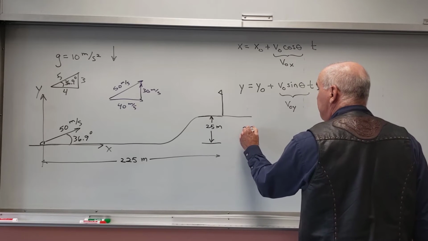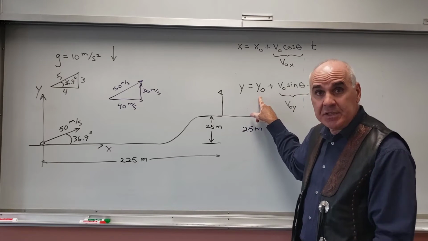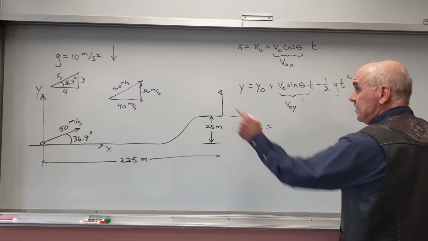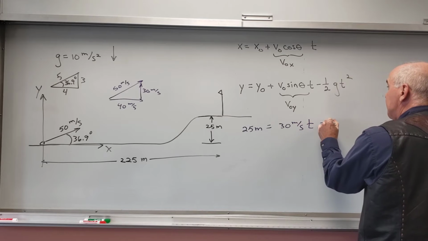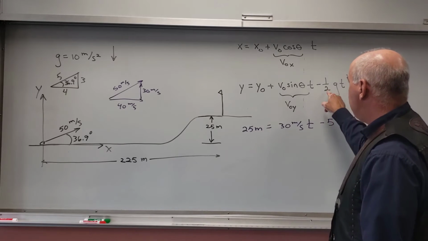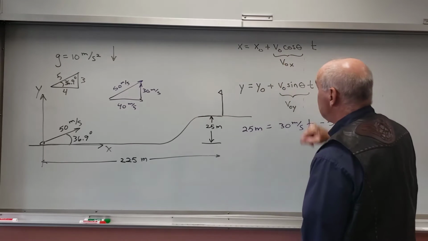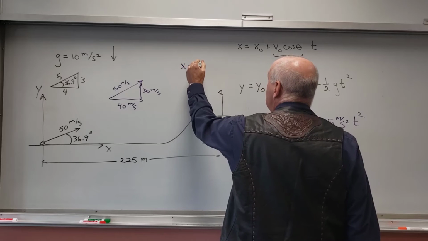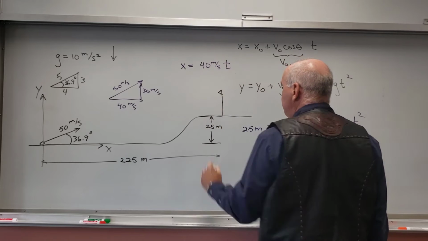So I've got 25 meters equals y sub 0, the initial position in the y direction is 0, plus the y component of the velocity, that's 30 meters per second, times t, minus 5 meters per second squared, t squared. Minus 5 because 1/2 of g is 1/2 of 10, and 1/2 of 10 is 5. In the x direction, I've got x, which I don't know yet, that's what I'm looking for, equals 0 plus 40 meters per second t.